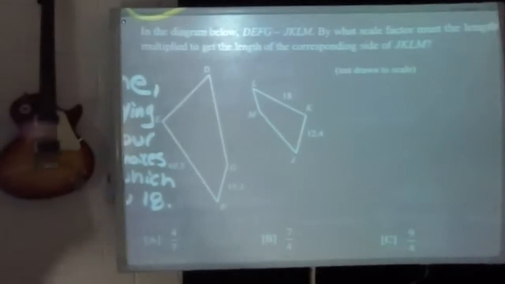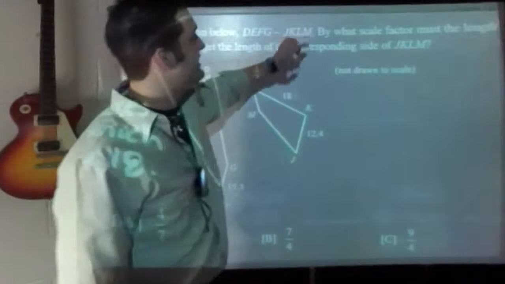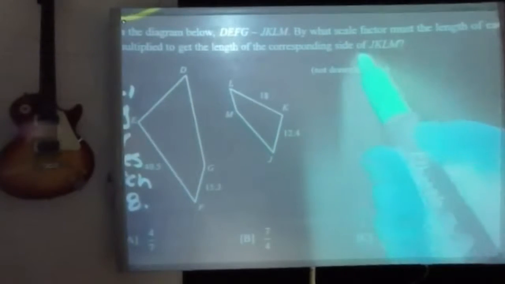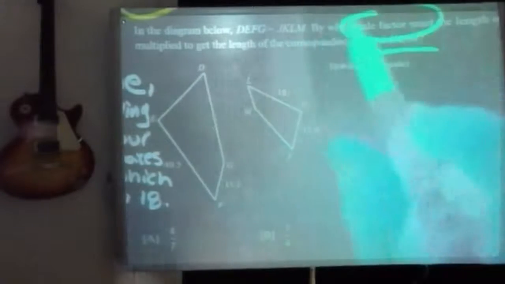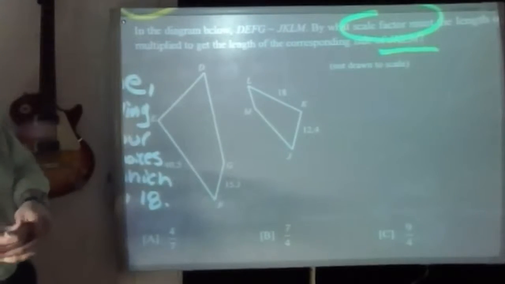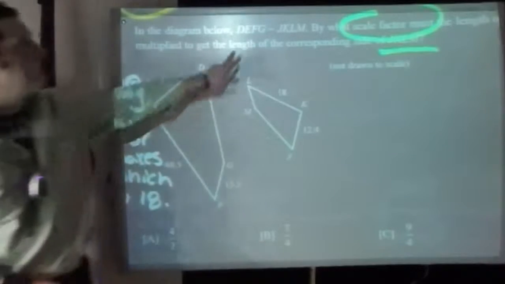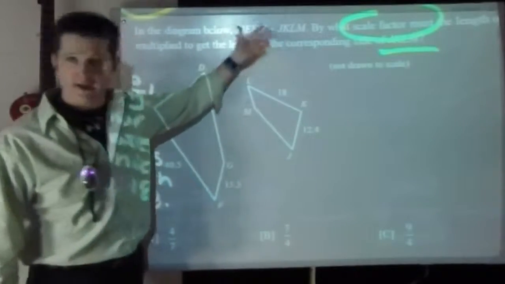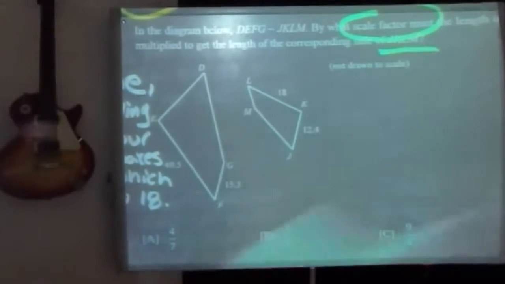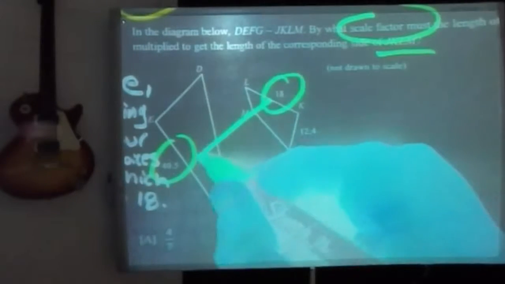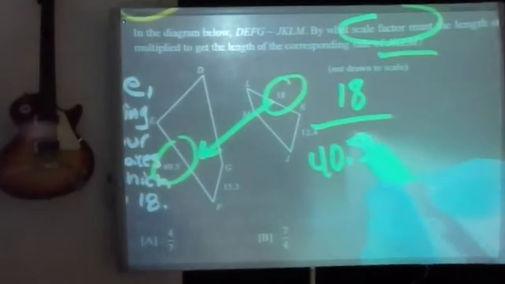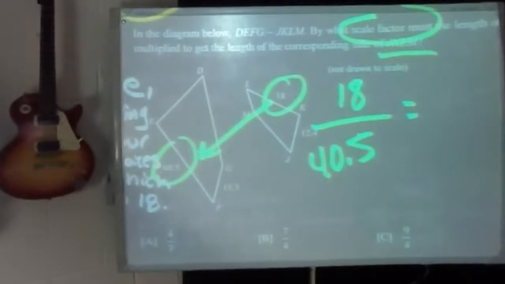So just be careful. Again, quadrilaterals D, E, F, G, similar to J, K, L, M. We want the scale factor to get us from D, E, F, G to J, K, L, M. So we want the scale factor to get us from this one to that one. First off, 40.5, that's EF. EF goes with what? KL. KL, do I got something for KL? Yes. Great. So I'm going to take my KL over my EF. So my 18 goes over my 40.5. Put that in your calculator, what are you going to get?